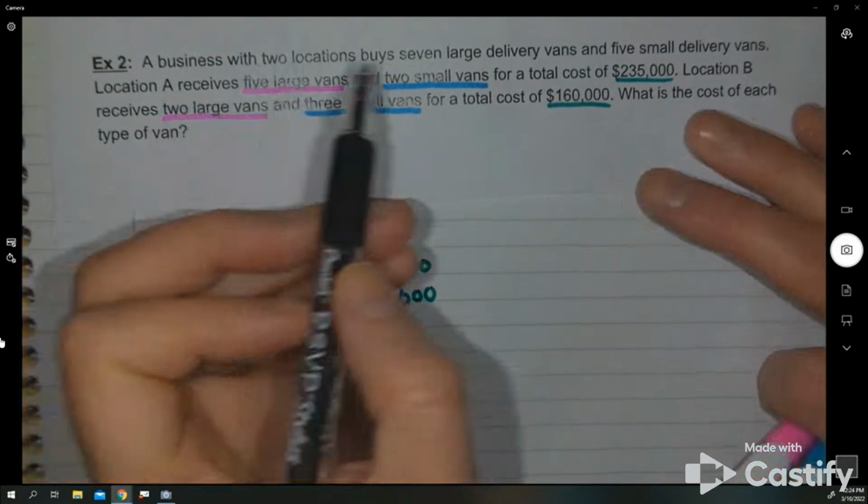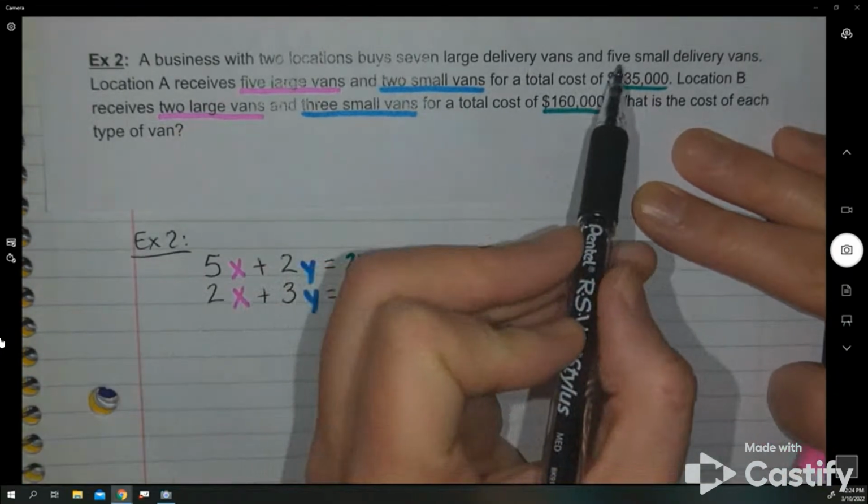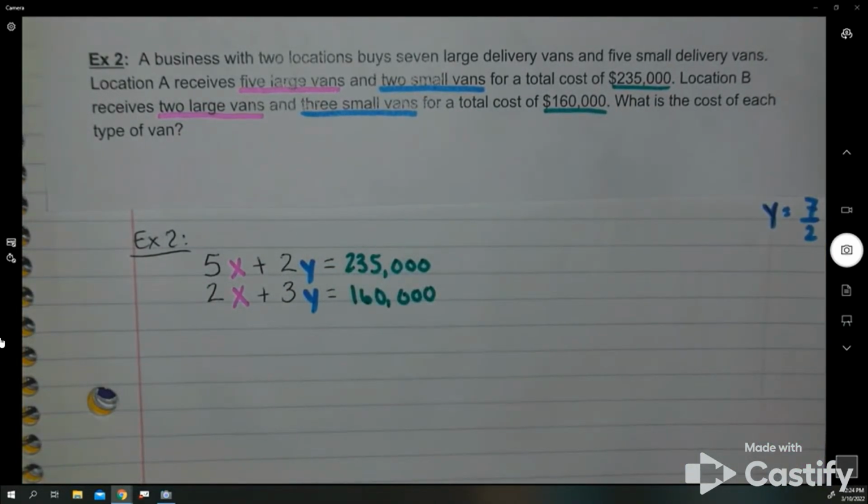So look at the top. It said we had 7 large total. 5 and 2 gives us our 7 large. And we had 5 small. So 2 and 3 gave us our 5 small. So they used up all of the vans. Now we have to try and eliminate one of these variables.